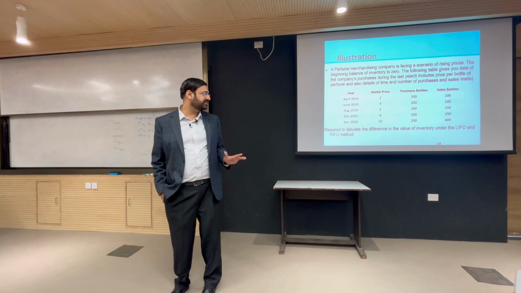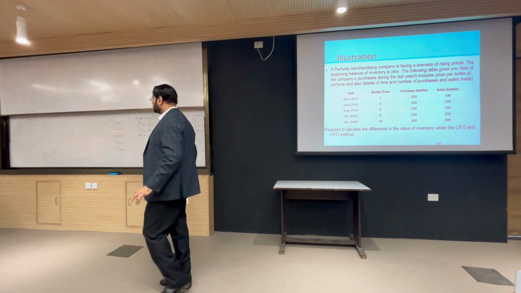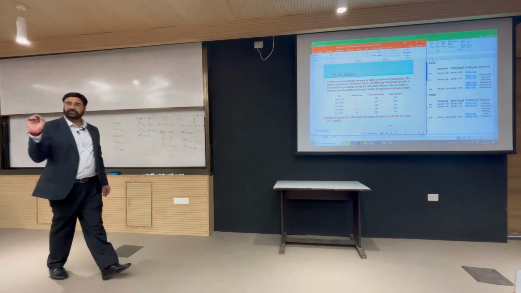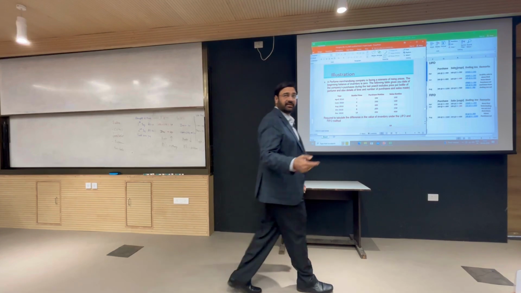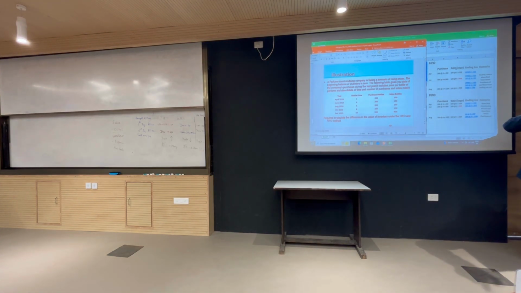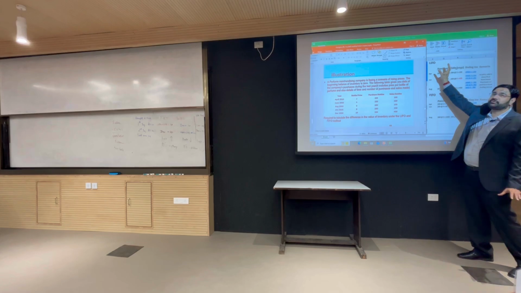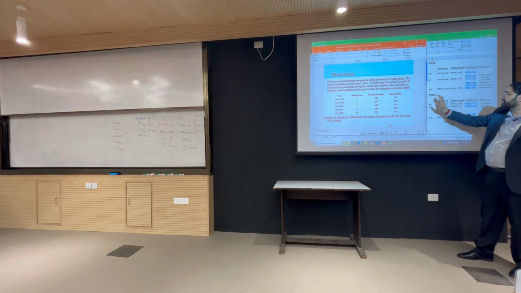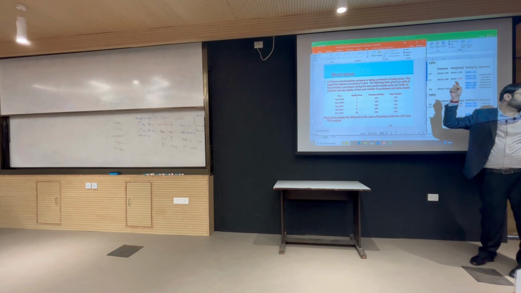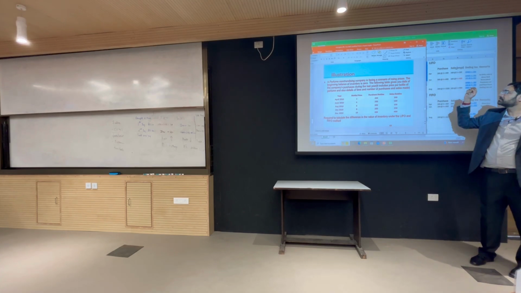That's the question. So how do you calculate it? First prepare the format of a table like this. Don't go with your book. Your book is a bit complicated. Do it this way. First you write LIFO on top. First we will calculate LIFO, then we will calculate FIFO. For LIFO, I have done only for 3 months. You should do for all 5 months.